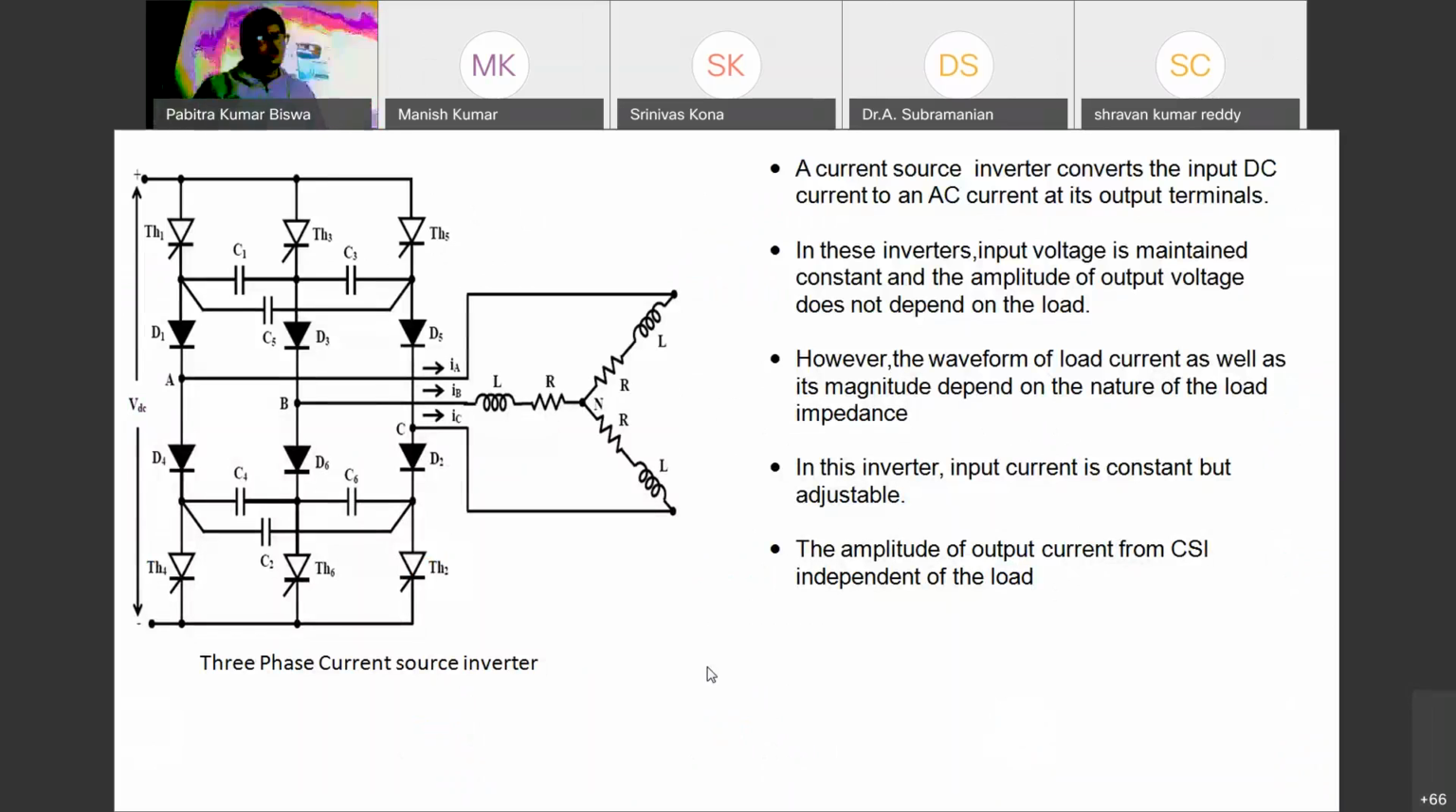Current source inverter is also used for speed control of induction and different types of AC motors.